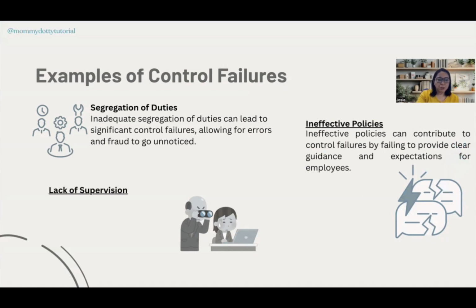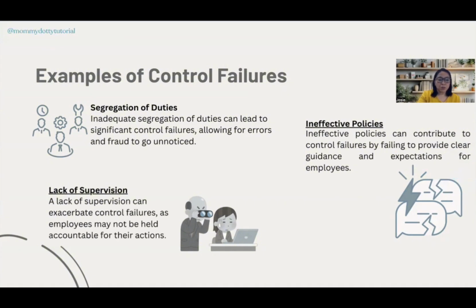Lack of supervision. Okay? Especially dun sa mga bago. Lack of supervision can exacerbate control failures such as employees may not be held accountable for their actions. Baka si friend, si kumpare, si kumare, usually when you've been in the company for so many years, no? Ang nagiging ninong at ninang ng anak mo is yung boss mo o kaya yung katrabaho mo. Yan.